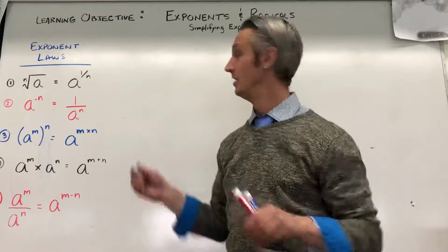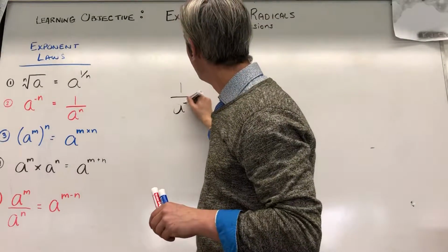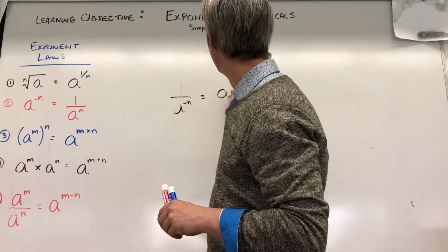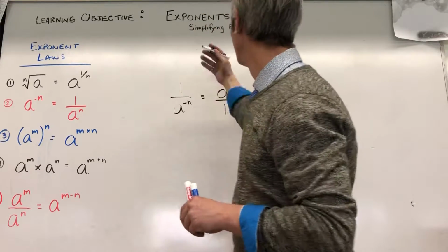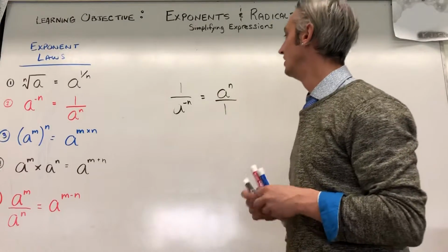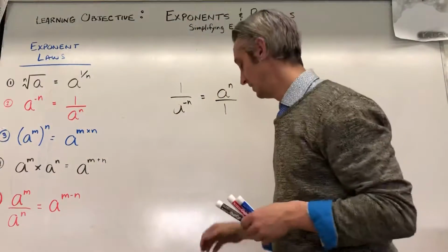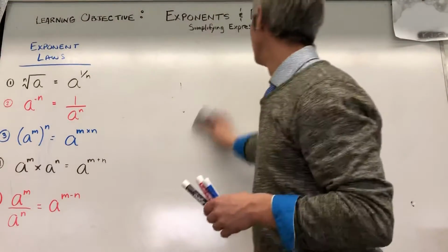The ride is there. So with this law, if I had 1 over a to the negative n, I could rewrite this as just a to the n over 1. The exponent wants to always flip to the other side of the fraction line there. In any case, so that's the reverse side of that.